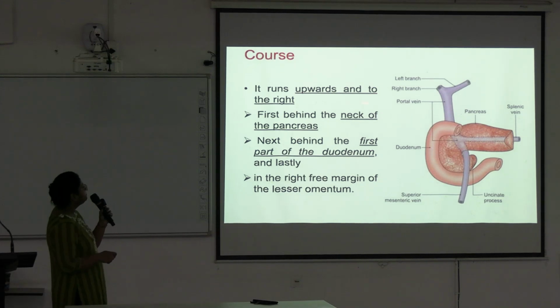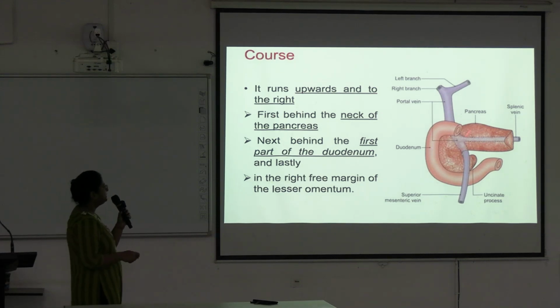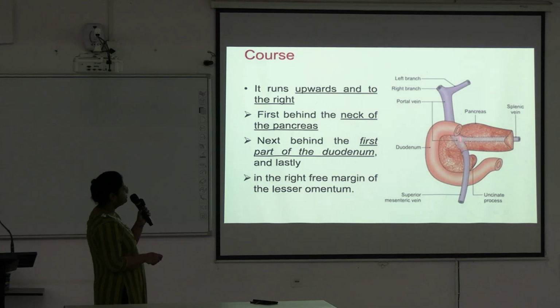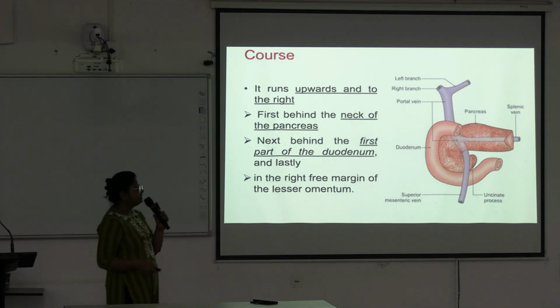It runs upward and to the right, first behind the neck of the pancreas. See, this one is the pancreas, so it is passing first behind the neck of the pancreas, next behind the first part of the duodenum. Here is the first part of the duodenum. Lastly, it is lying in the right free margin of the lesser omentum. Okay, understood?